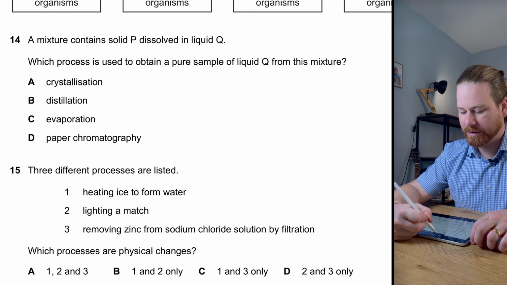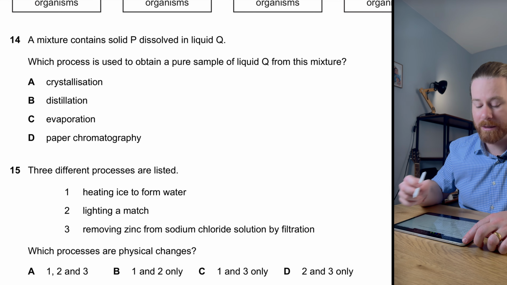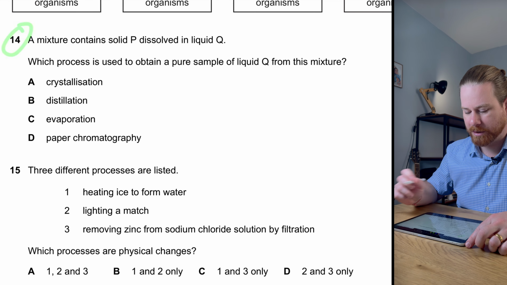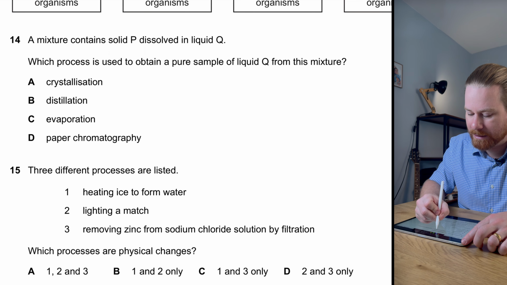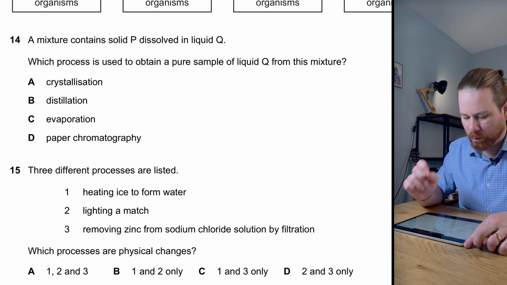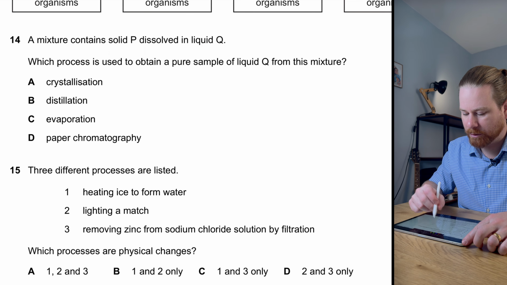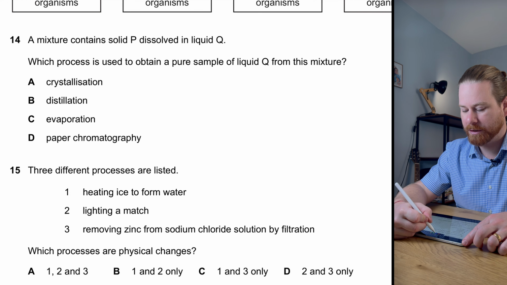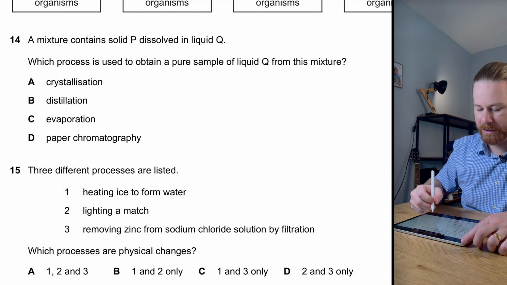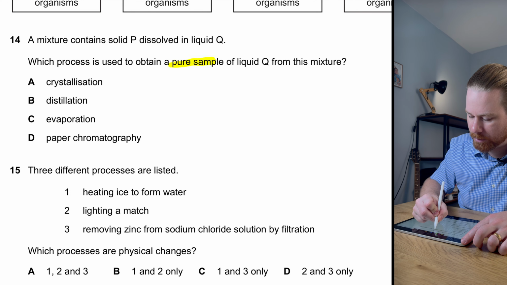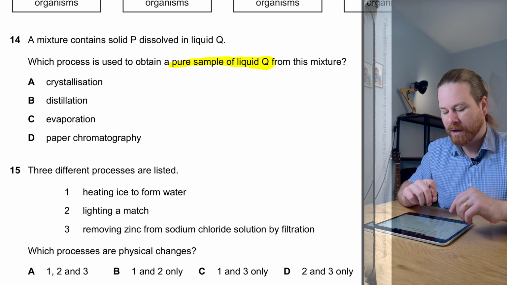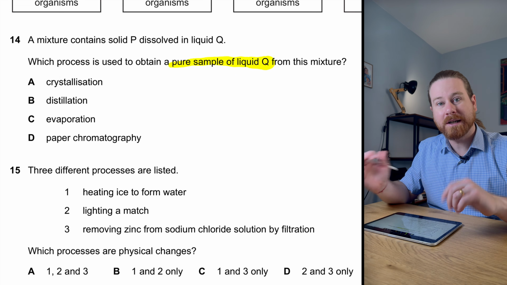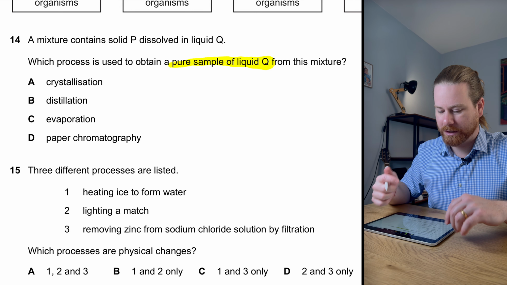Okay, so let's get started. So we're only doing the chemistry questions. So that starts us with question 14. So we've got a mixture containing solid P and liquid Q. And what do we need to do? So which process to obtain a pure sample of liquid Q? So that's the key thing. You really want to be reading these questions. So we want a pure sample of liquid Q. So we don't care about the solid. So we need to be separating out a solid from a liquid, but we're keeping the liquid.